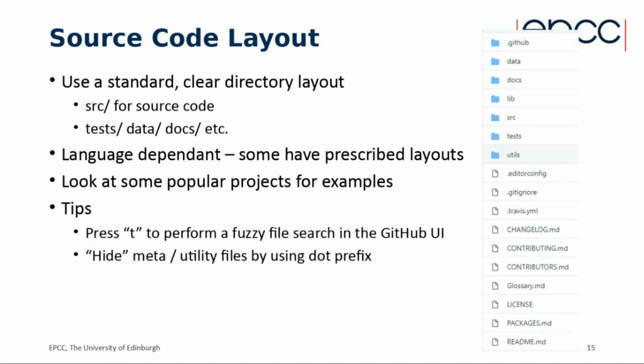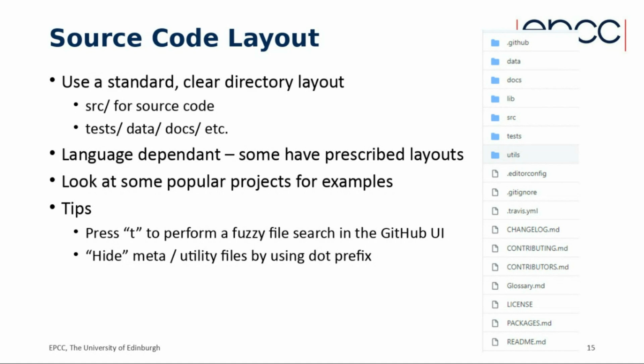Okay, so the first topic is how to lay out your source code. If you do this perfectly already, then great. Some of the tips may be useful to you though. So it's a good idea to pick a standard, clear directory layout. Some languages, like Rust or something, prescribe certain layouts, but there's still a lot of files in your project that probably aren't code, so your documentation and your data.